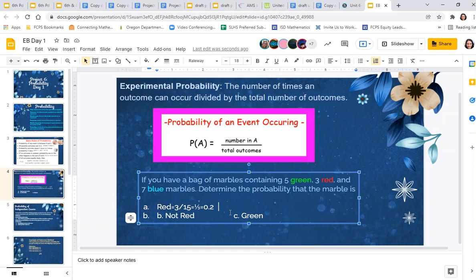Say it again. 12/15. All right, so how are you getting 12/15ths, Kenneth? 5 plus 7 is 12 out of 15. Okay, so Kenneth did 5 plus 7 because those were the not red marbles. Did anybody use a different strategy? Is there another strategy we could use besides adding the green and the blue marbles? Oh, Kylie, sorry.